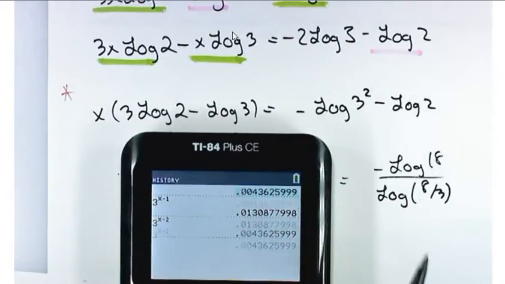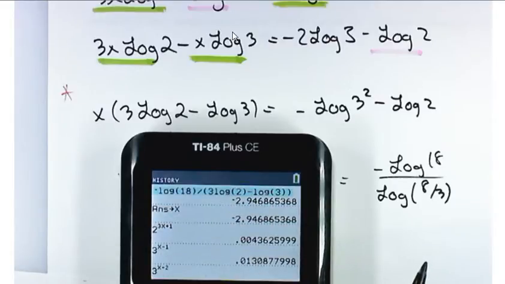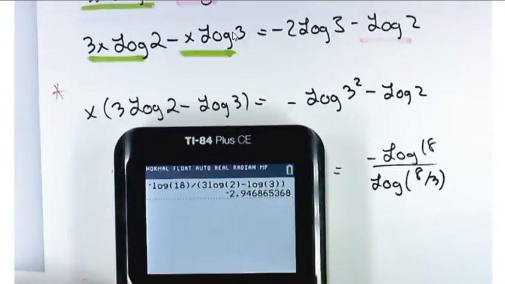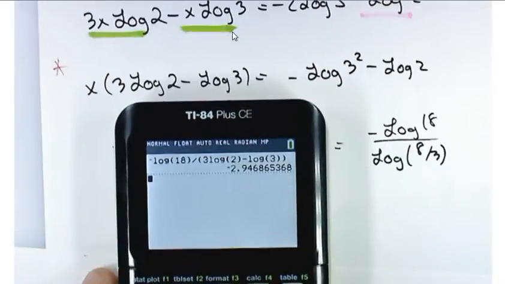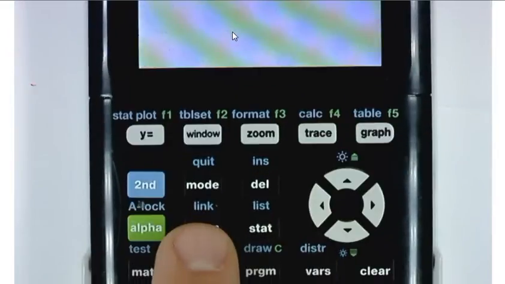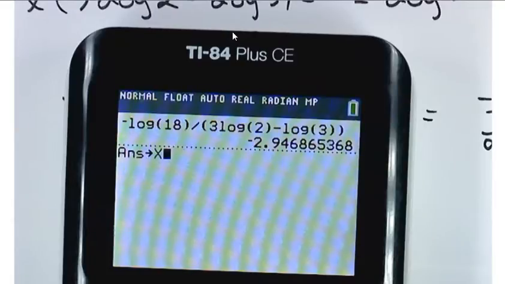When I calculated it, I got negative 2.946. And to check it, I'll hit the store key, lower left-hand side, right above the on button. Store it in X, which is right next to the alpha key. If I store it in X, then I can take my time about solving it or checking it.